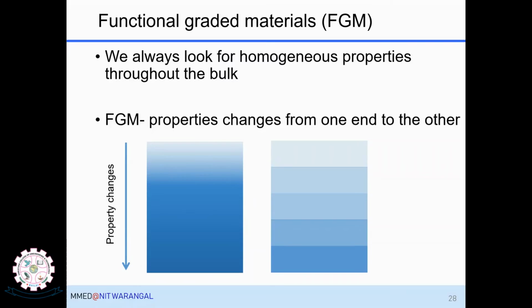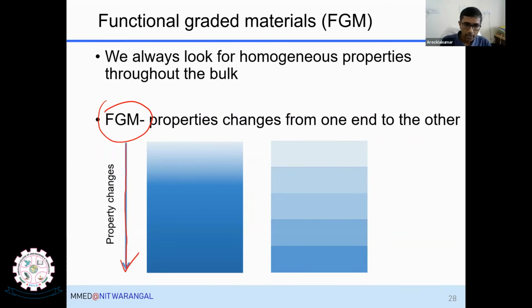So the functionally graded material. We always look for homogeneous properties throughout the bulk, but nowadays we are looking for functionally graded material. So how do the properties change? In fact, the property of the functional material changes as you move from one end to the other. If you see the composition, that also changes as you move from one end to another end. So there are two ways of changing.